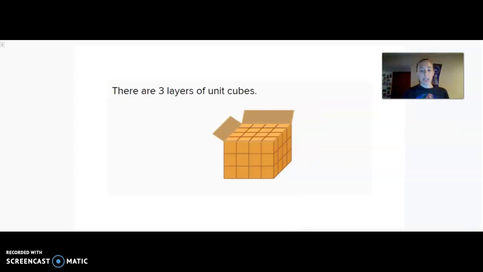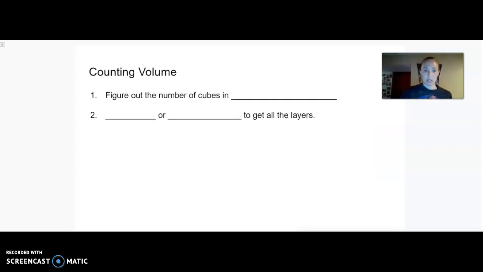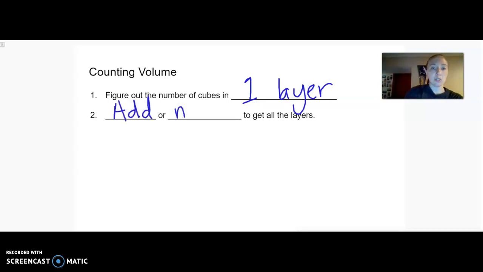And then we can say, okay, now they put 2 more layers in, so we have 3 layers. This layer has 16, this layer has 16, and that layer has 16. So we can figure out how many cubes fit in, which tells us the volume. So you need to write this down in your notes. First, we figure out the number of cubes in 1 layer. And then we can either add or multiply to get all the layers.